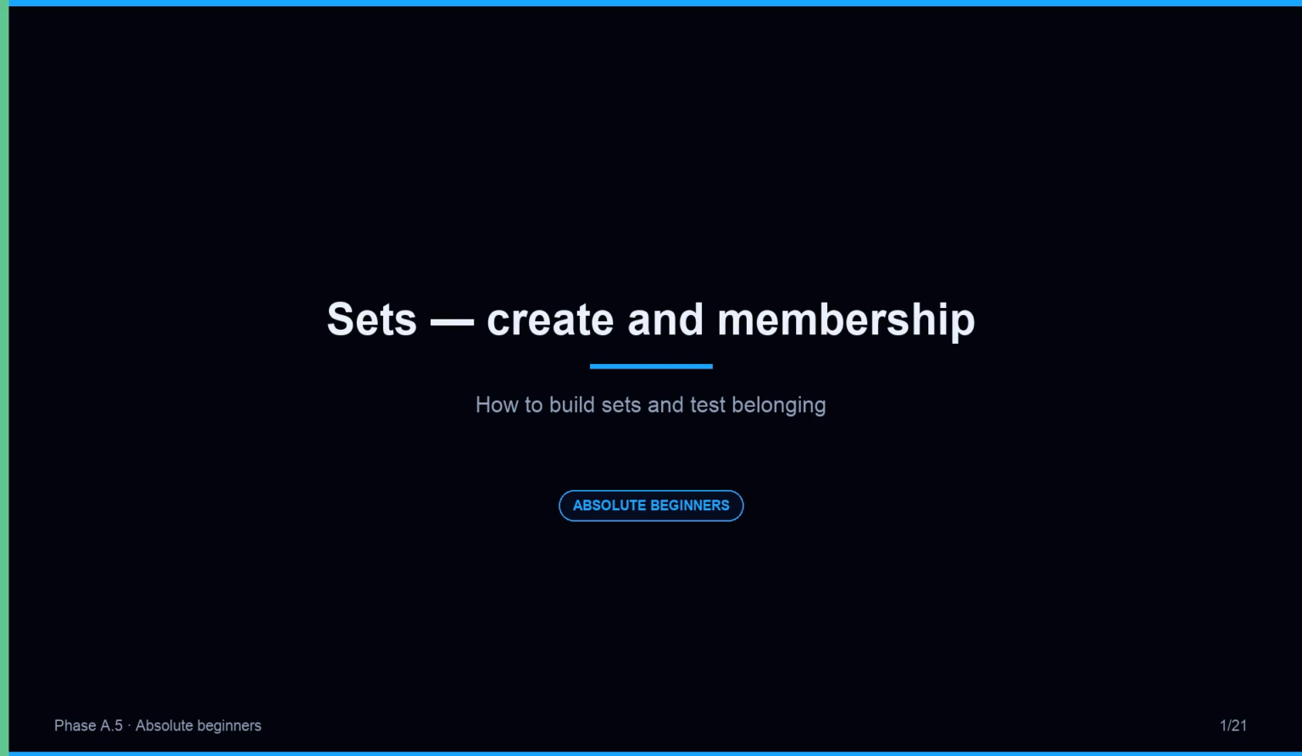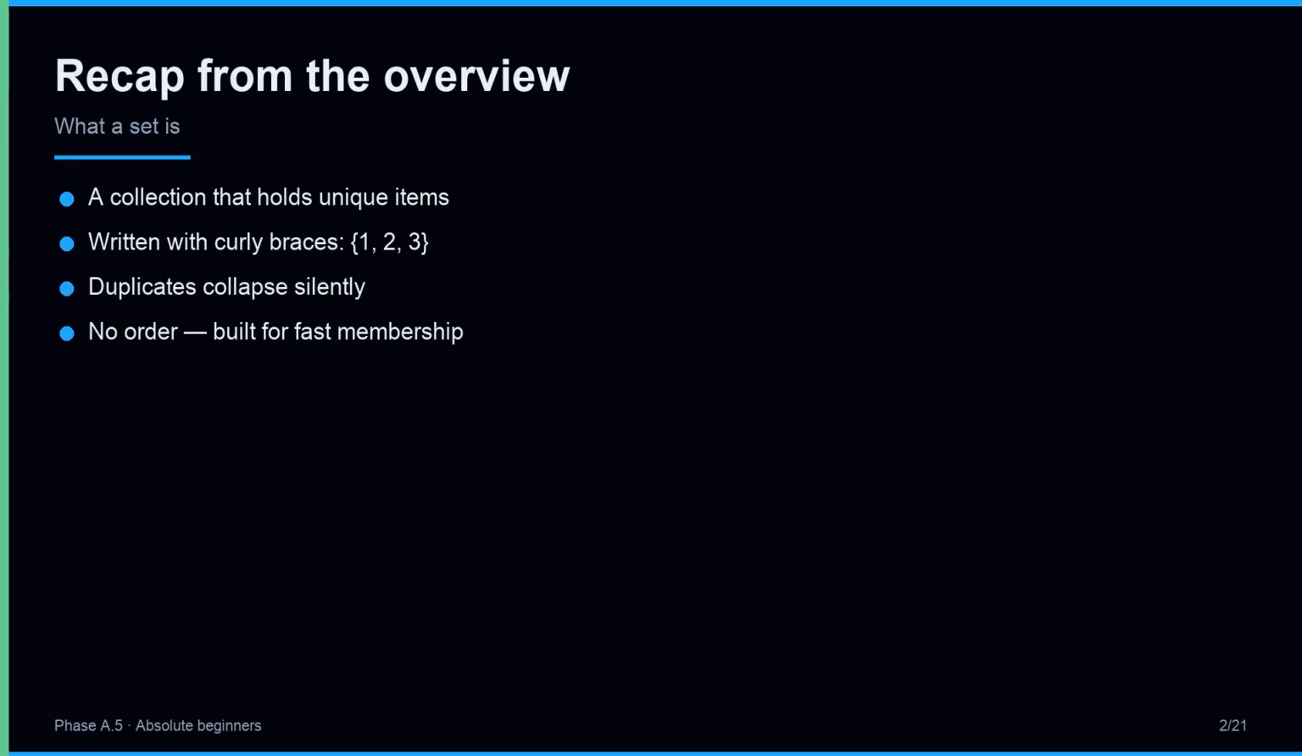The big idea today is membership. You ask, is this value inside the set? Python answers instantly. Sets feel strange because they have no order. By the end you will know when a set is the right tool. Unique values only.